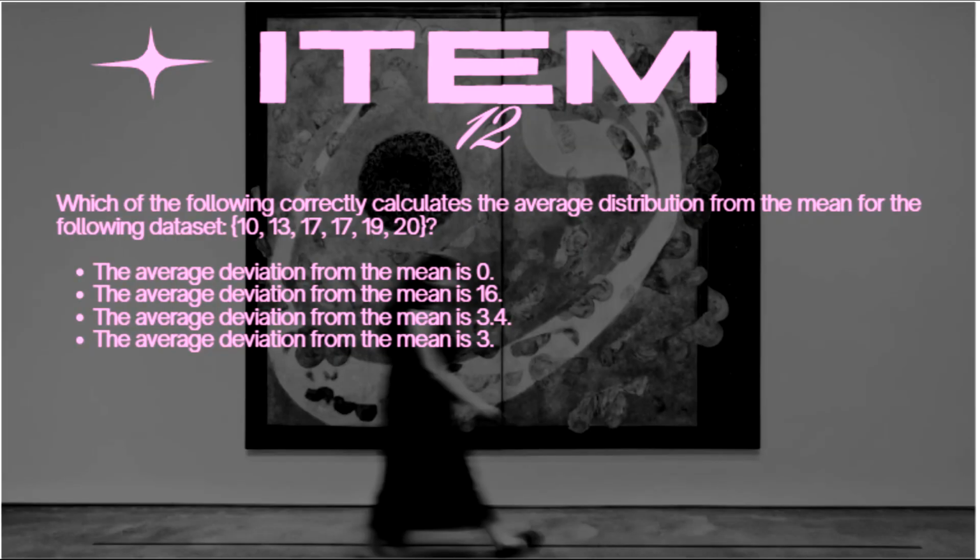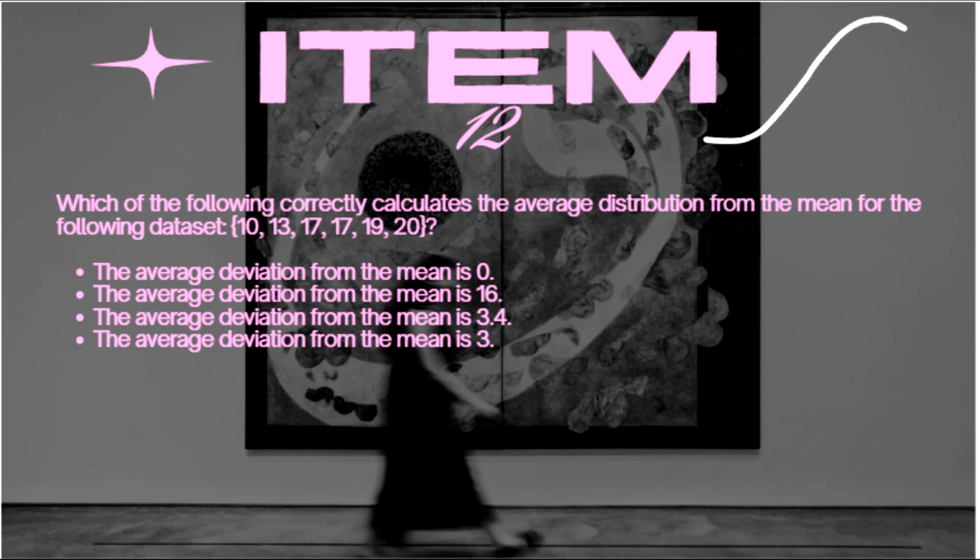Which of the following correctly calculates the average distribution from the mean for the following data set? 10, 13, 17, 17, 19, 20. It's already in order, which is great. And they want us to find the average deviation, and they're calling it average distribution here. It's probably a typo. This test was a hot mess. So we're looking for average deviation. If we have this graph, it's going to be left skewed because you're going to have a tail over here. It just gets bigger and bigger.